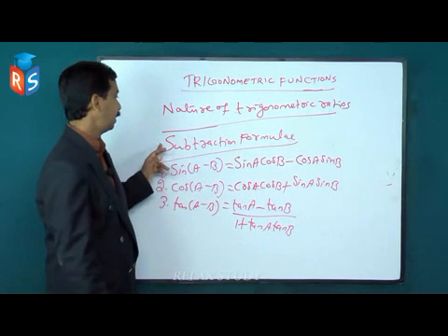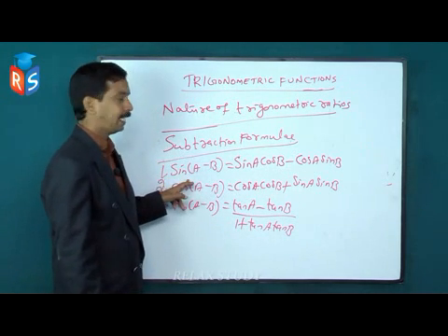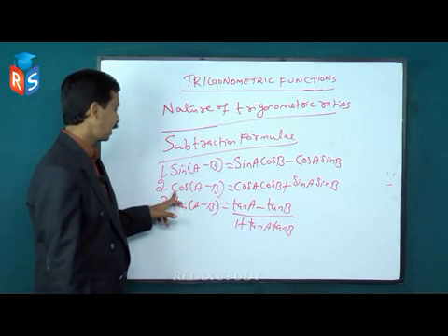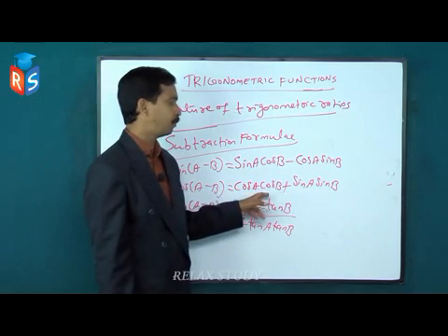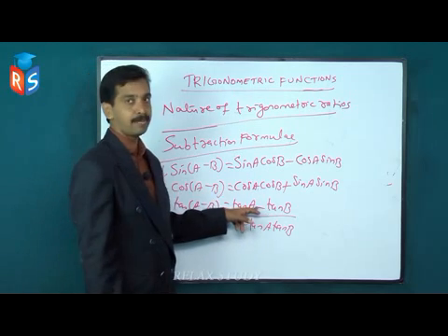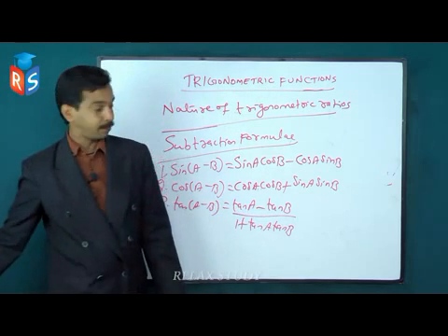So these three are the subtraction formulae. Sin A minus B equals sin A cos B minus cos A sin B. Cos A minus B equals cos A cos B plus sin A sin B. Then finally tan A minus B equals tan A minus tan B by 1 plus tan A tan B.